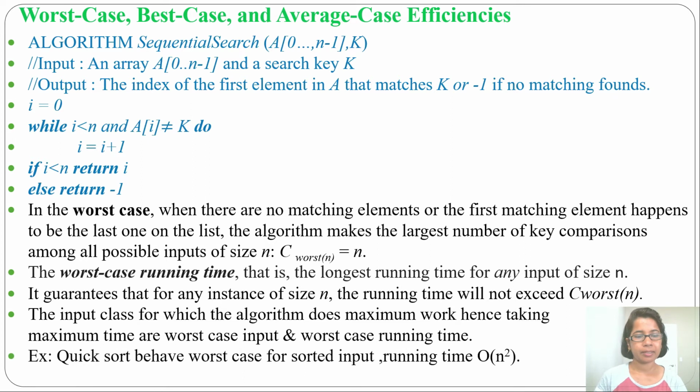Let's see one example. Quicksort behaves worst case for sorted input. If the list is sorted, then it will behave in the worst case and running time will be order of n square. If it is not sorted, then it will behave in the best case and running time will be order of n log n. I think you are clear on worst case. The maximum running time is called the worst case running time.